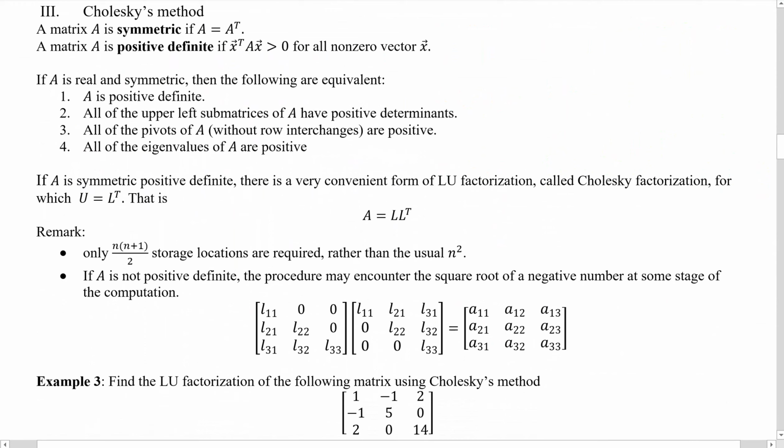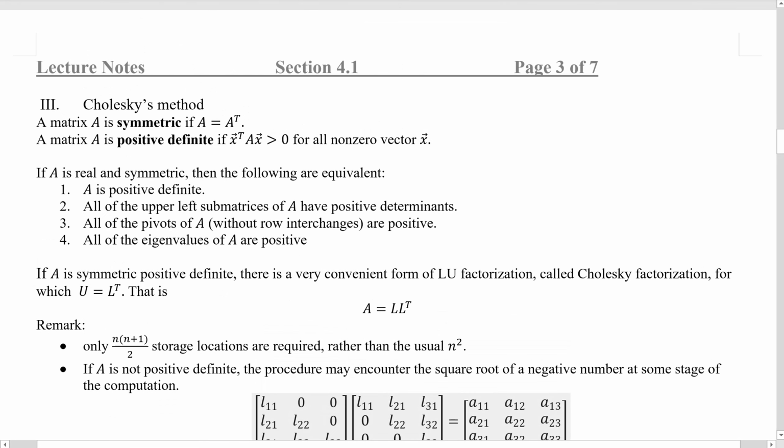So Cholesky's method. Before we talk about the Cholesky method, let's talk about some definitions. A matrix A is symmetric if A equals transpose of A. Well, let me give you an example. Let's look at 1, 2, 3, 4, 5, 6, and 7, 8, 9. This is not symmetric.